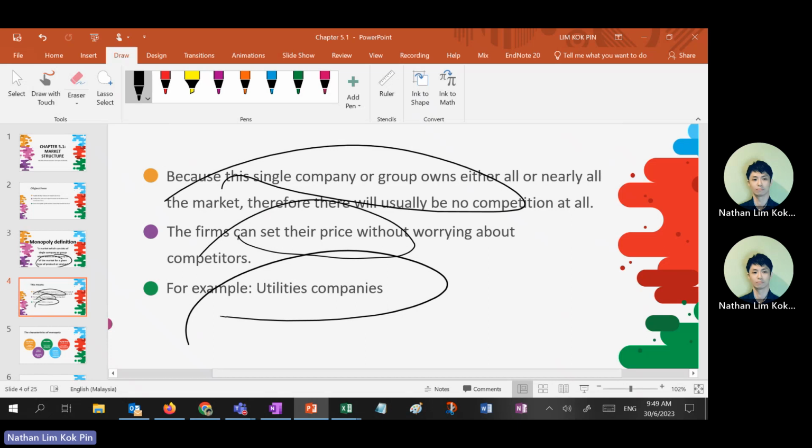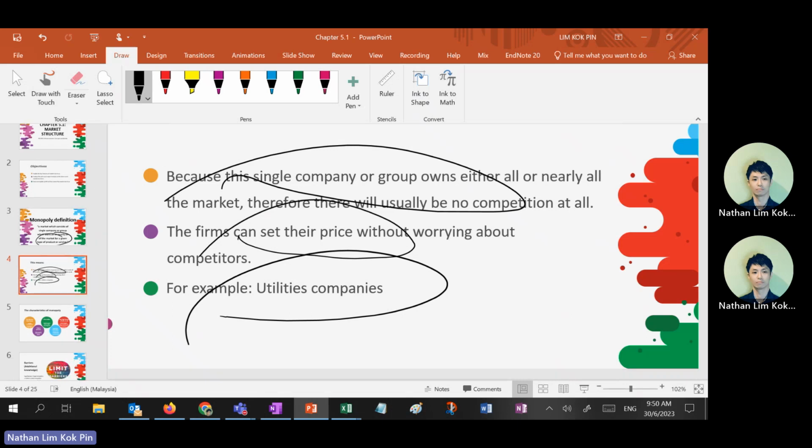What is the company for Malaysia? TNB, selling electricity. Water, every state has a different one, but still under one control only. Like Sabas in Sabah, and in Kelantan there is another, and Sarawak has another company. So it's still under monopoly, a monopoly under state law.